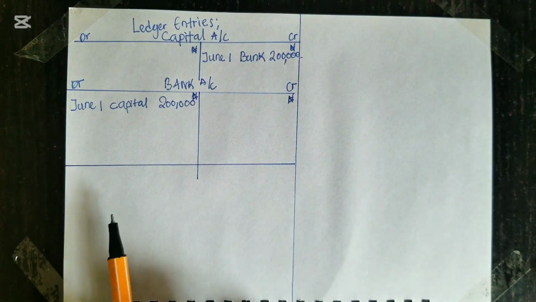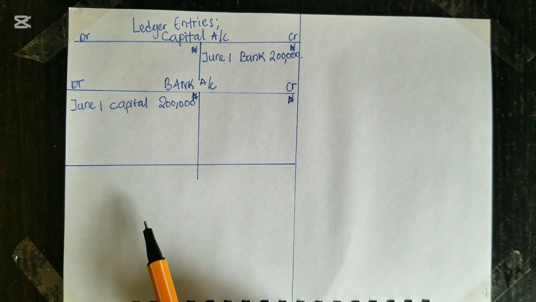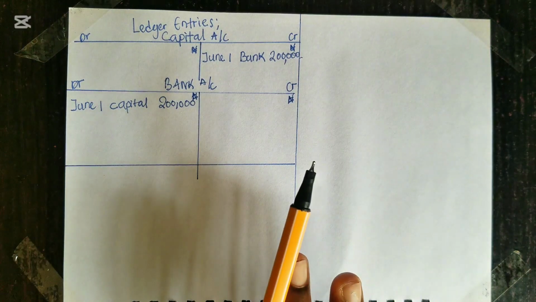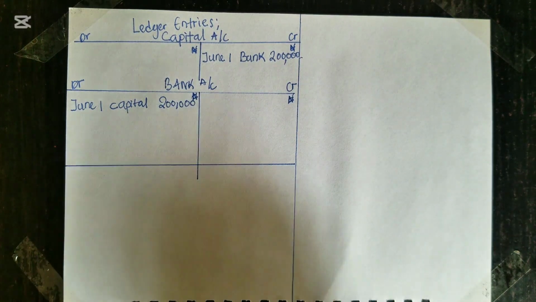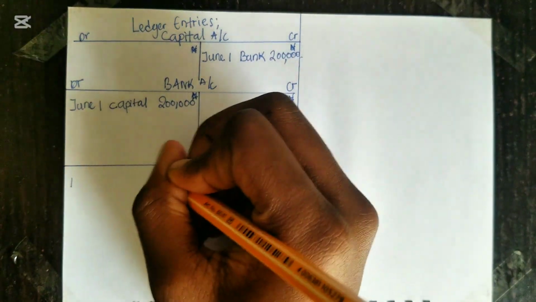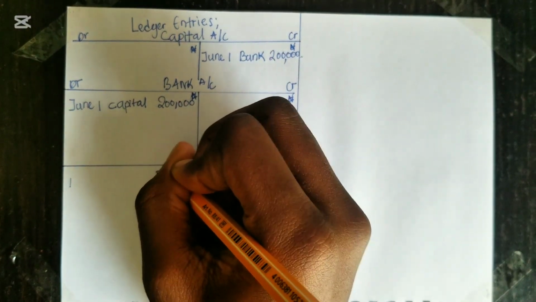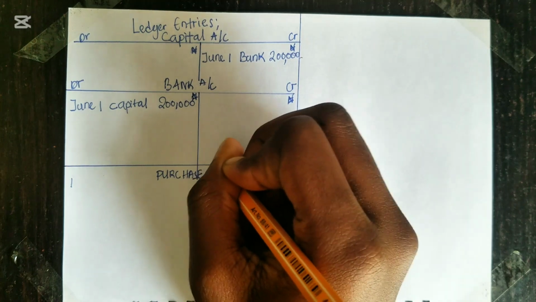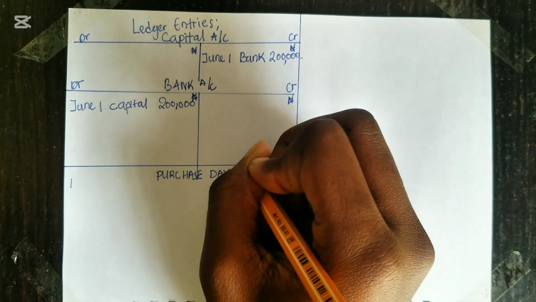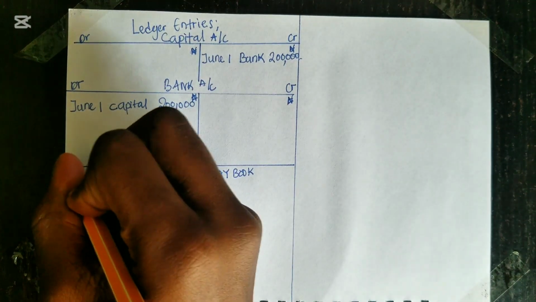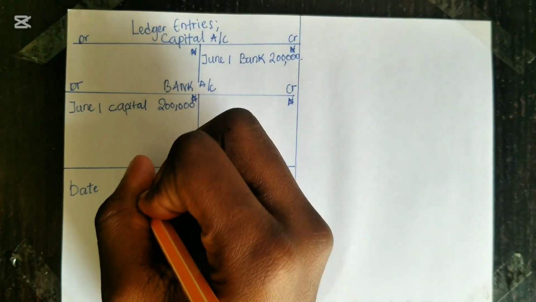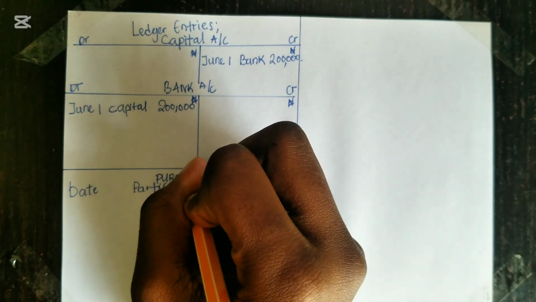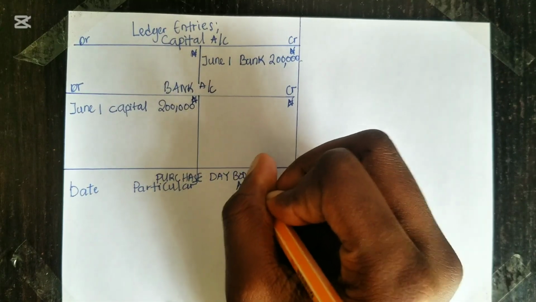So let me tell you how a purchases day book is. You're just going to have your particulars, then amount. That's all. Your date, particulars, and amount. So we'll have our purchases day book. We'll have our date, then particulars, then amount.